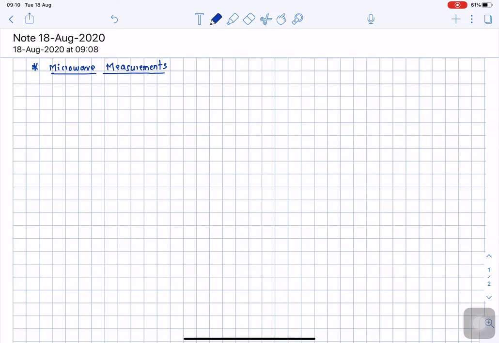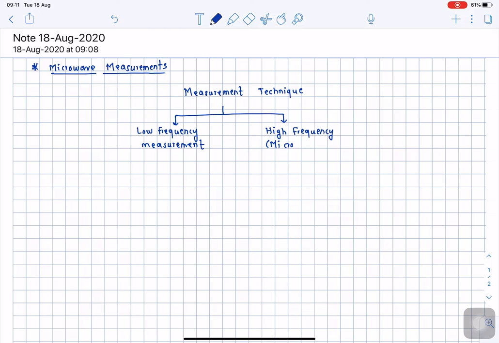Now first of all, you should know the basic difference between the microwave measurement technique and low frequency measurement technique. Measurement techniques I will classify into two categories broadly. First is low frequency measurement. And second is high frequency measurement, that is nothing but our microwave measurement. We can call it microwave measurement or high frequency measurement, because we already know that microwaves operate at a higher frequency. That's why microwaves are classified into high frequency measurements.